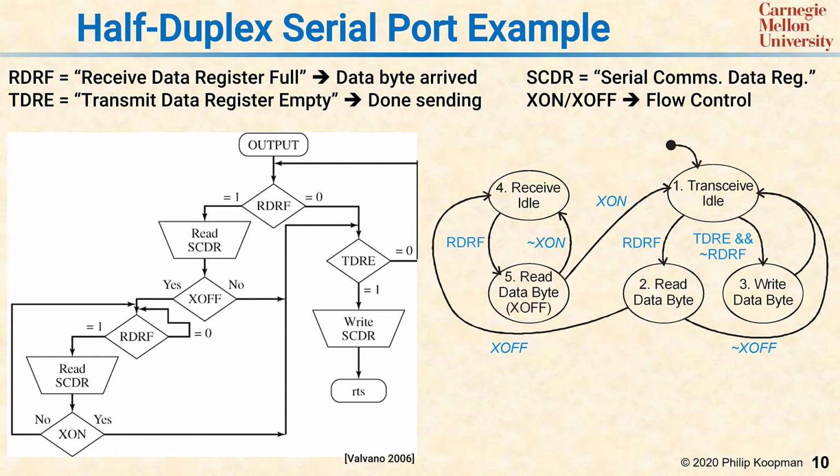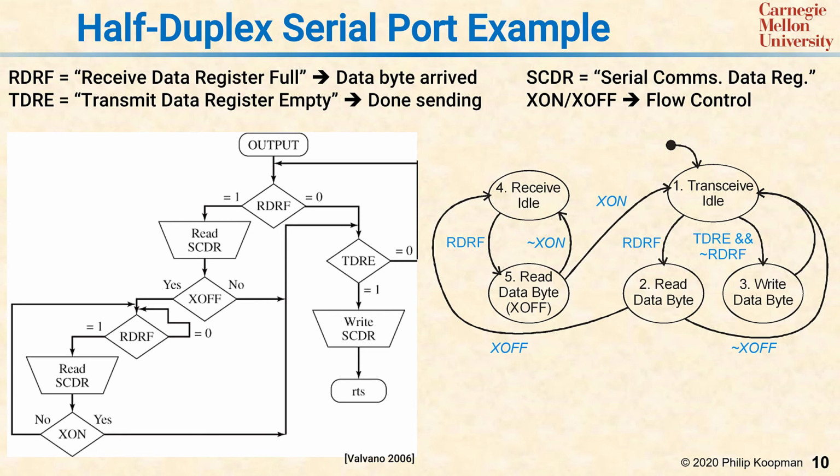In other words, it's the X on state. The left side of the state machine has a receive idle, so state 4, which corresponds to state 1. But in state 4, you've been told not to write anything, you've received an X off. And so it just reads bytes until it gets an X on command, and when it receives an X on command, it goes back to state 1.